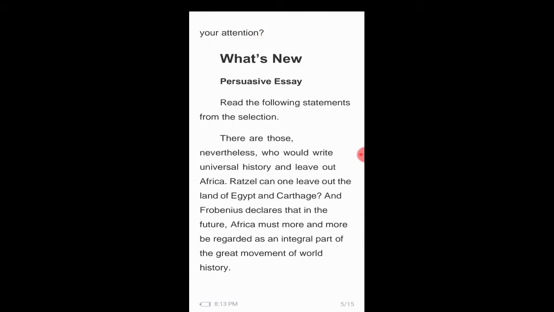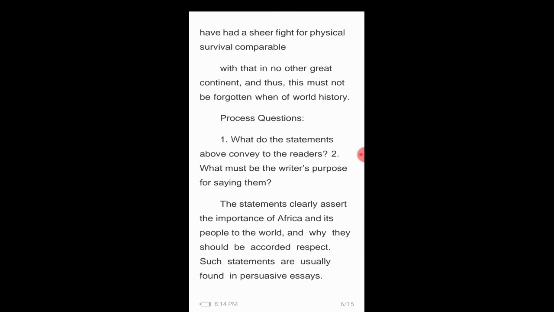So we can say that these statements merely want us to believe that Africa is a very important part of the world wherein they also need to be respected. Okay, if you will analyze it.